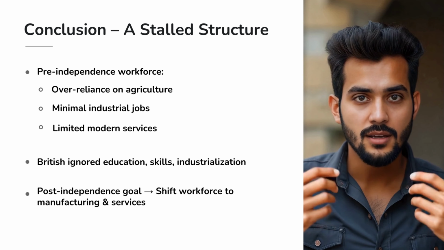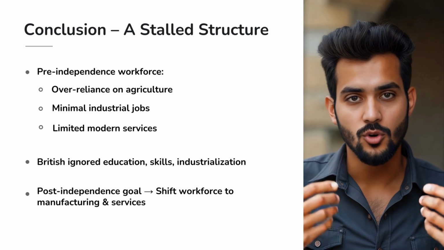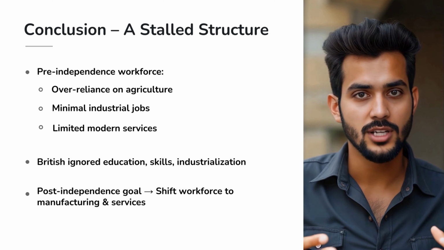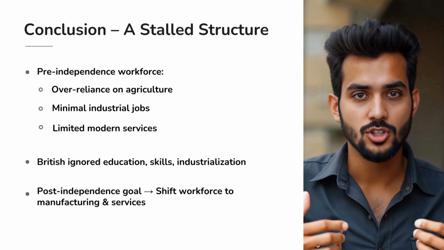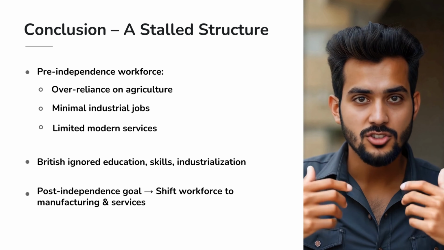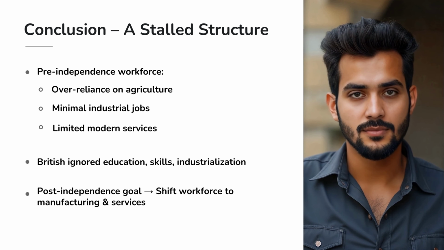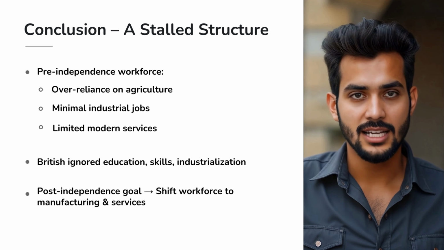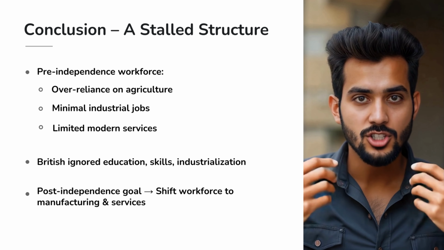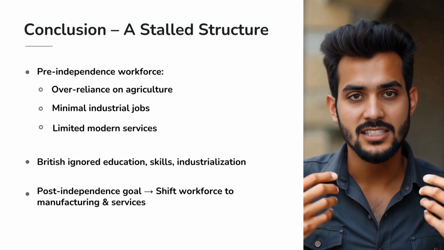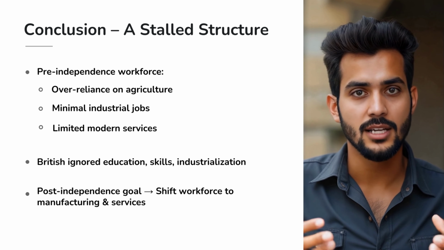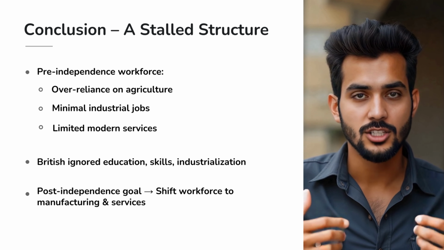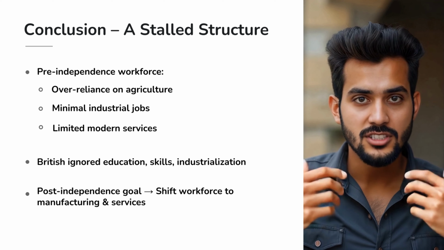To conclude, India's occupational structure before independence reflected deep structural challenges: overdependence on agriculture, negligible industrial workforce, and limited access to modern services. This lopsided distribution was a direct result of British policies that ignored capacity building in education, skills, and industrialization. After independence, one of India's goals was to rebalance this structure by creating jobs in manufacturing and services.